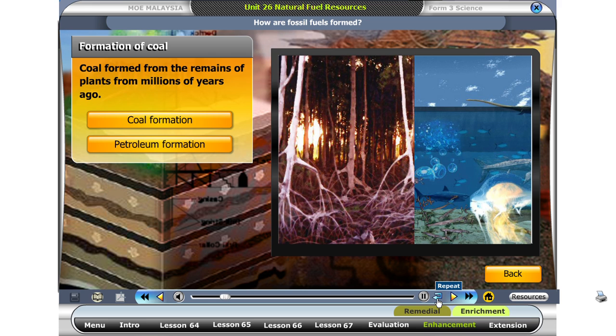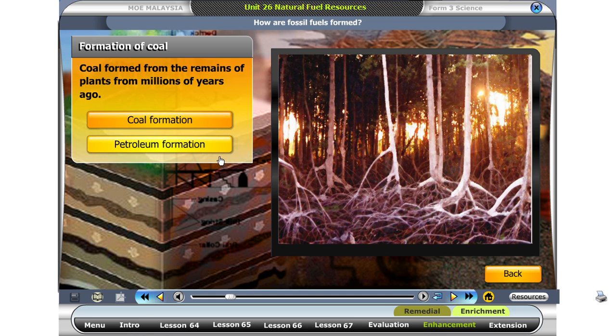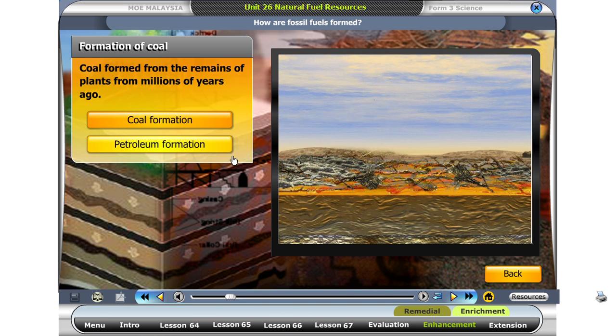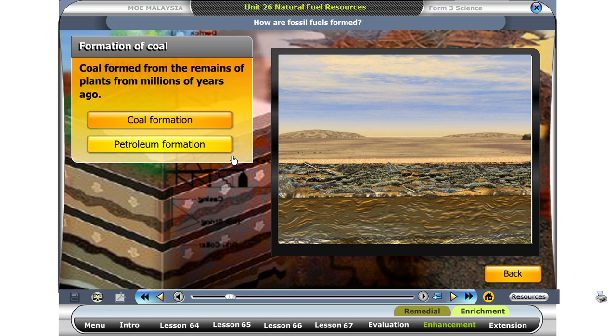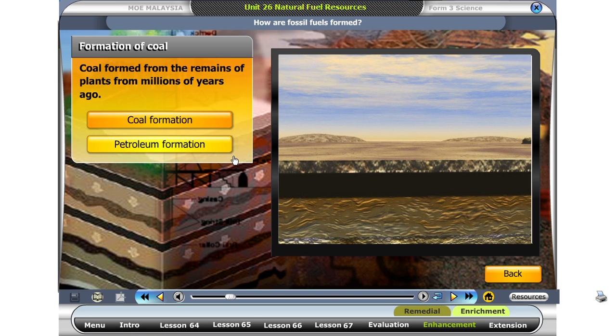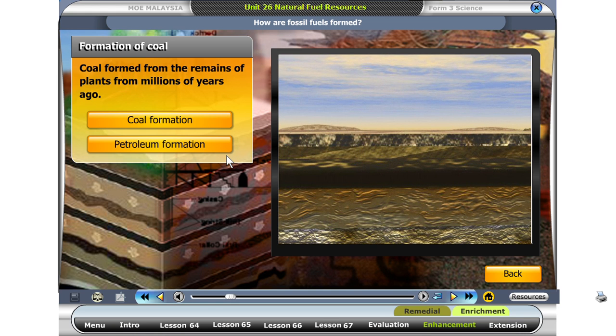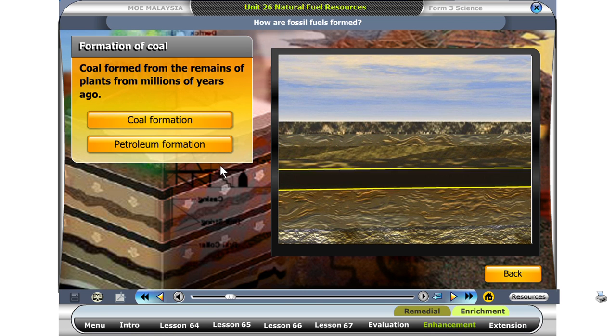How are coal and petroleum formed? Click on coal or petroleum. Plants that grew millions of years ago store energy from sunlight. These plants die and decay. They form a layer called peat. Over hundreds of years, the peat layer is covered by sediment or mud and gets deeply buried. The decayed plants undergo chemical changes under high pressure and temperature. Slowly, the materials harden and turns into coal.